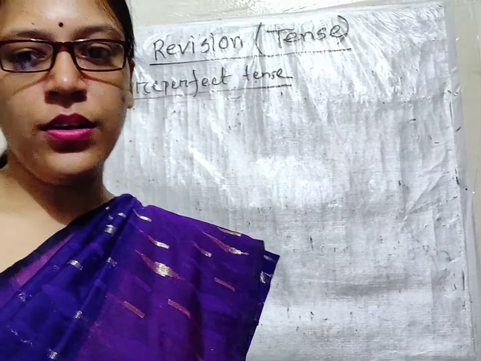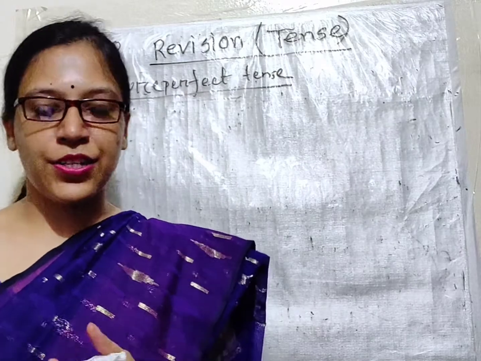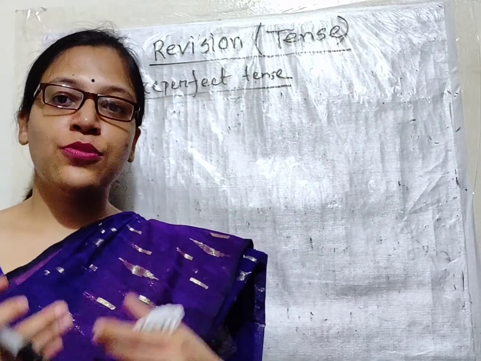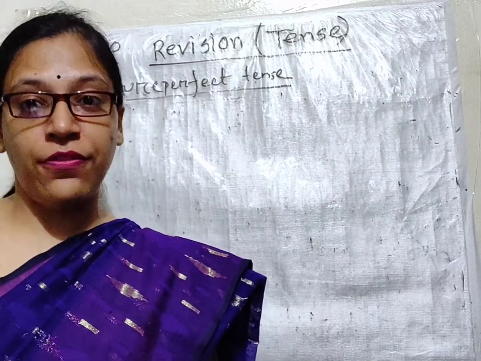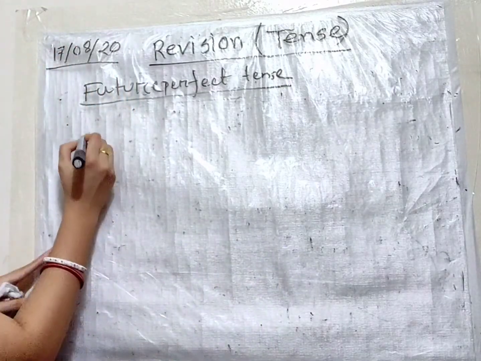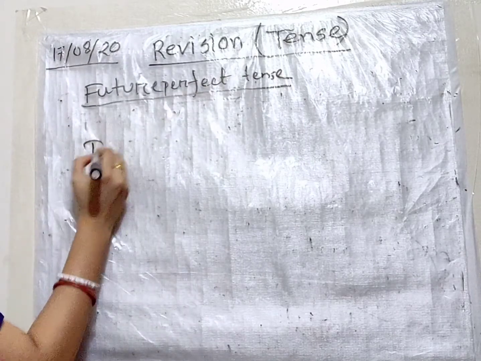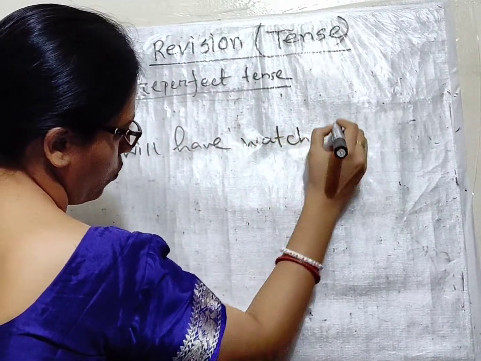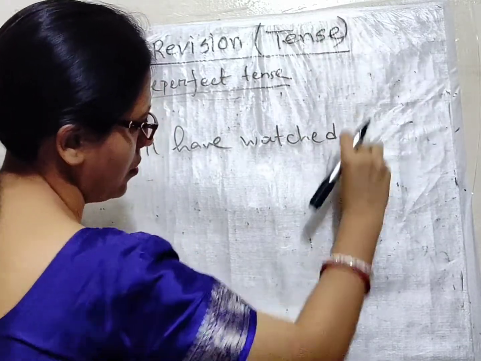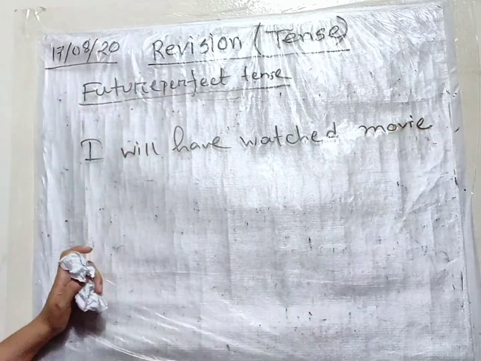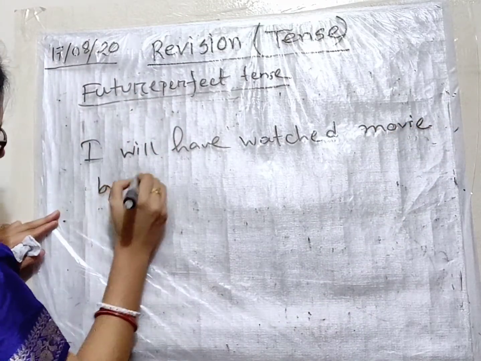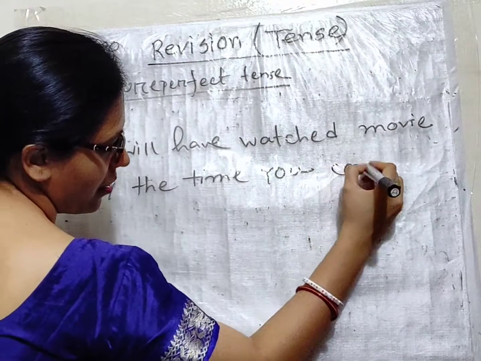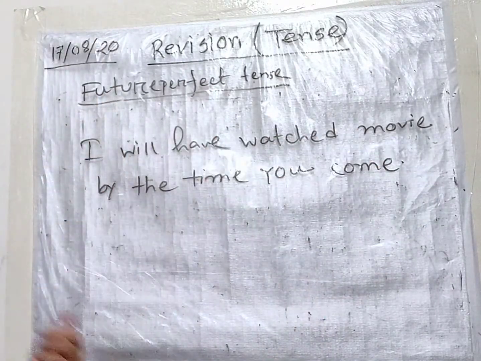Okay. Now, future perfect tense. Future perfect tense means the action that will happen before another event in the future. For example, I will have watched movie by the time you come. I will have watched movie by the time you come.